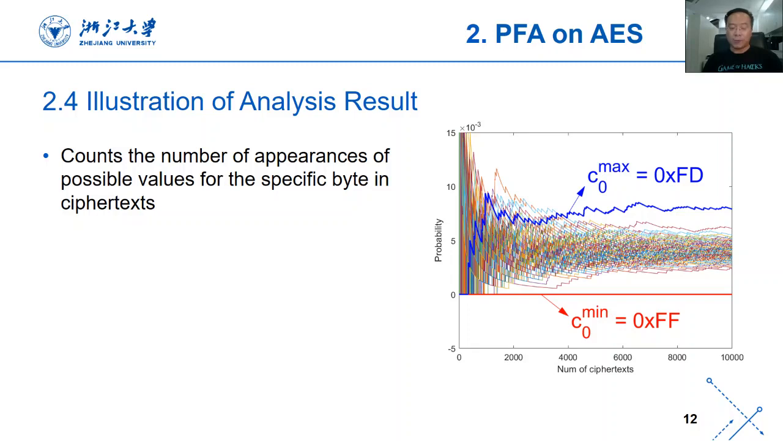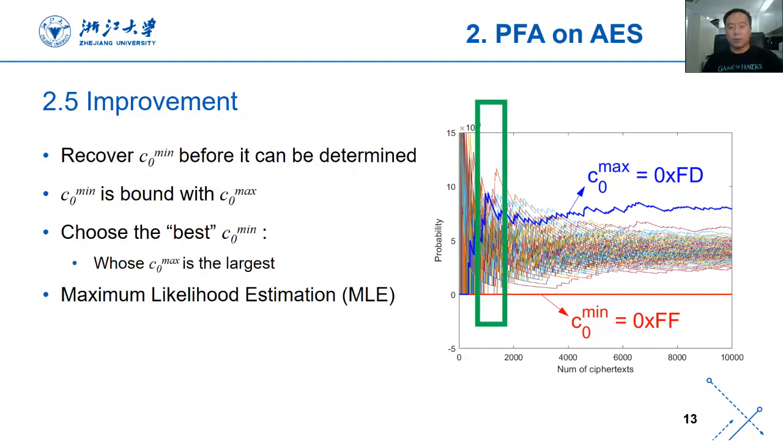With enough ciphertexts, the red curve can be easily detected. In this paper, we want to reduce the total number of ciphertexts that is required to find the red curve. The problem is that when the number of ciphertexts is not enough, for example, showing the green box, there will be multiple values corresponding to the red curve with a zero probability. That means the red curve will have multiple candidates. To find the best candidate among them, we need a metric to compare these candidates.